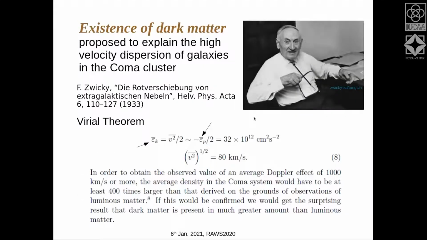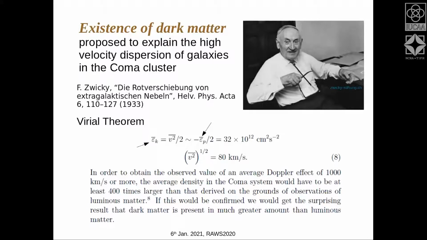Starting from Coma and galaxy clusters in general, there was a very interesting implication of these systems that was first noticed by Zwicky. The existence of dark matter itself was proposed based on the observations of the velocity dispersion measurements of galaxies in the Coma cluster. This is a very interesting paper actually. It's available in English and you can also try to read it.